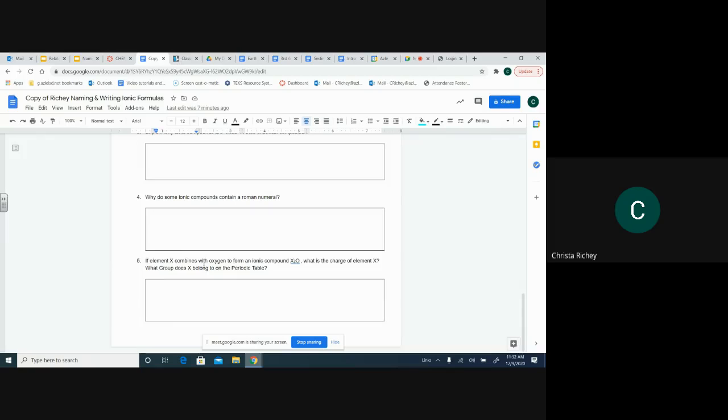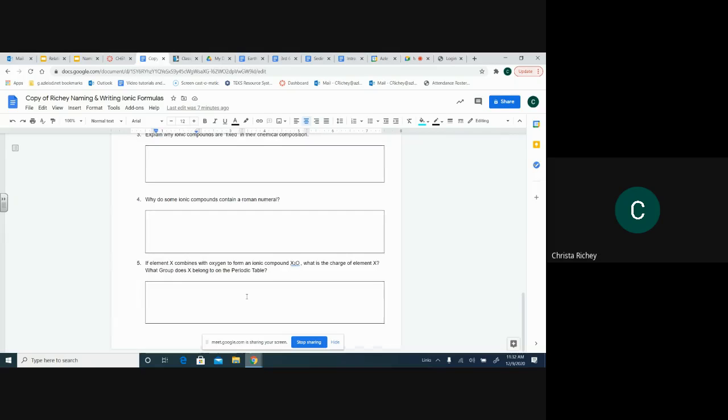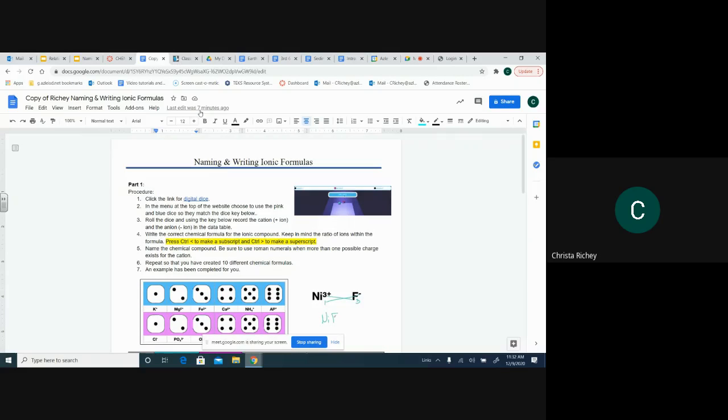And then if an element combines with oxygen to form an ionic compound of X2O, we want to know what the charge of element X is. There's not an element X up there. There's an Xe, but that's not what this is talking about. And really, you should be able to finish this in class.